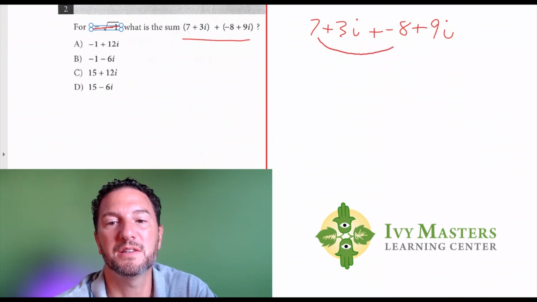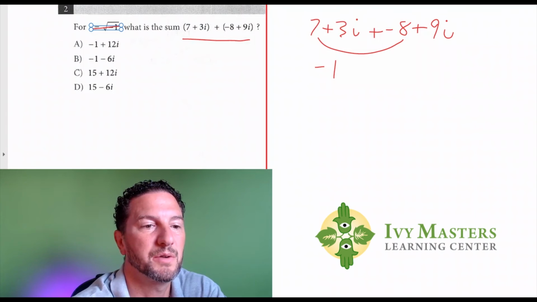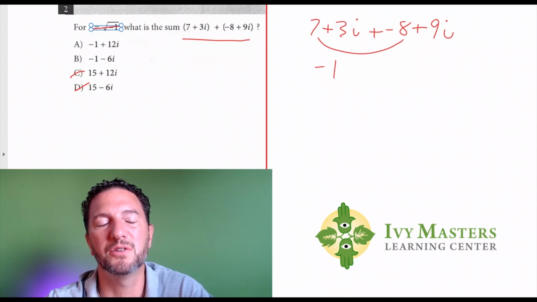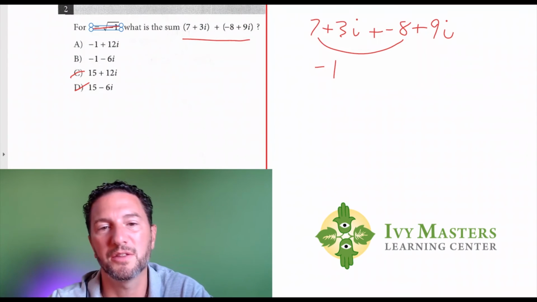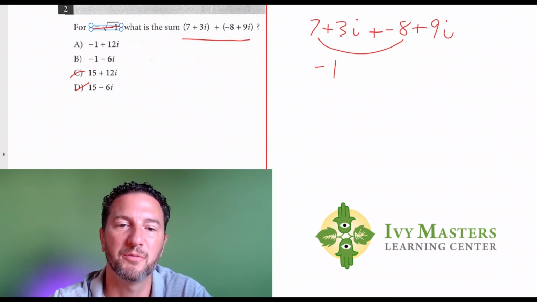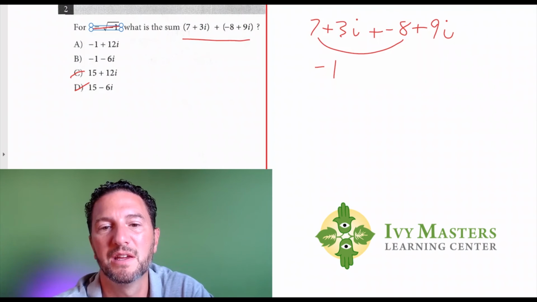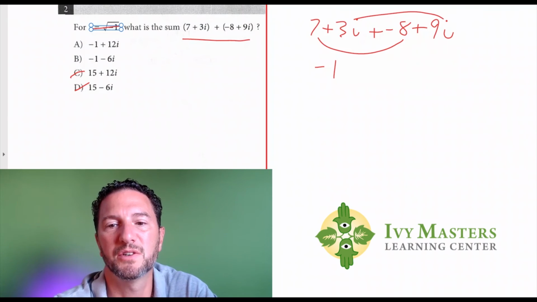So if we add these two, we get negative 1. Right there, we can eliminate these two, as long as you do have to watch out and make sure that none of those i's are squared. If the i's are squared, they're going to wind up turning into negative 1, and then they're going to wind up turning into numbers, then you'll have to combine them with 7 and negative 8. And then if we add these two, we just wind up with 12i.